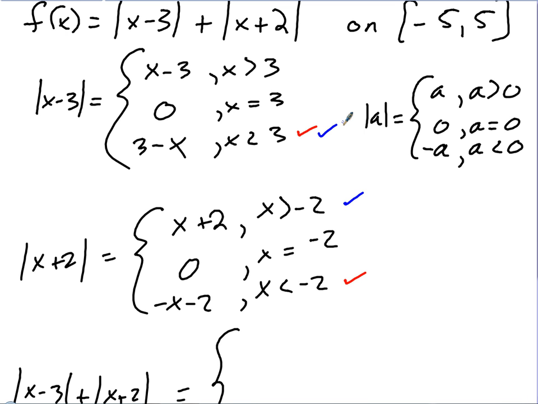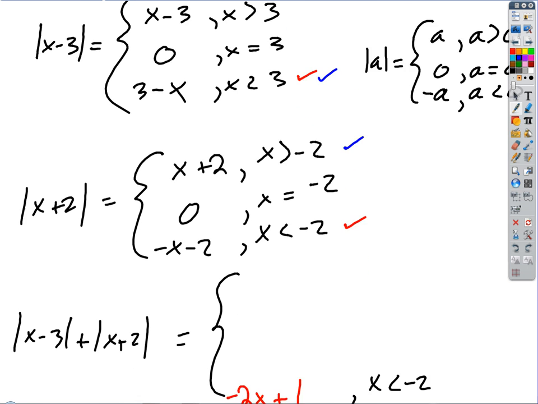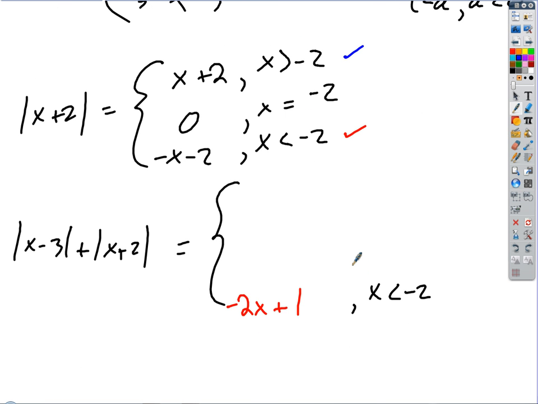And when we're walking along that part of the domain, we're going to add up the two blue pieces, right? So we've got 3 minus x plus x plus 2. So the x's cancel. We just get 5. Right? Does that make sense? Okay, so on the domain where x is greater than negative 2 and less than 3, we're just 5.